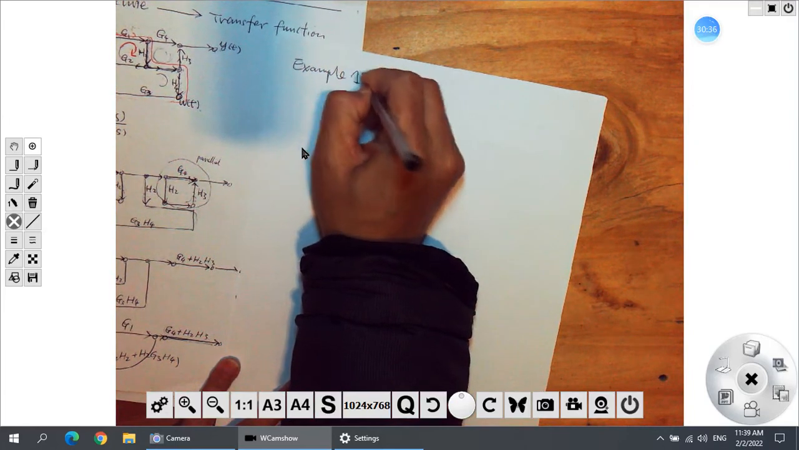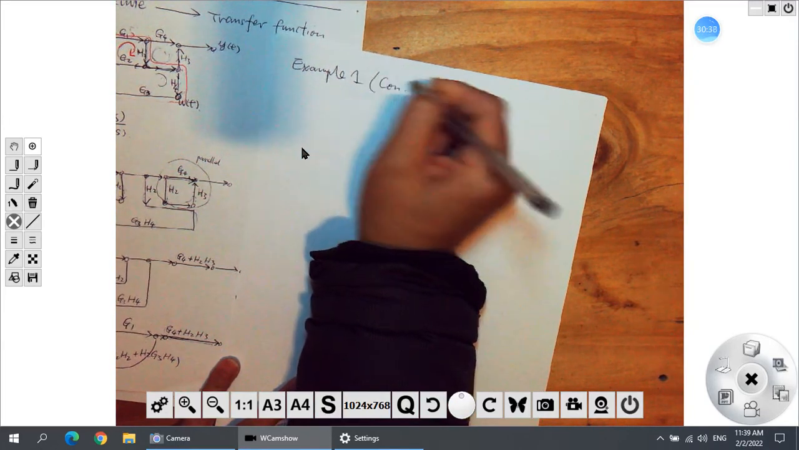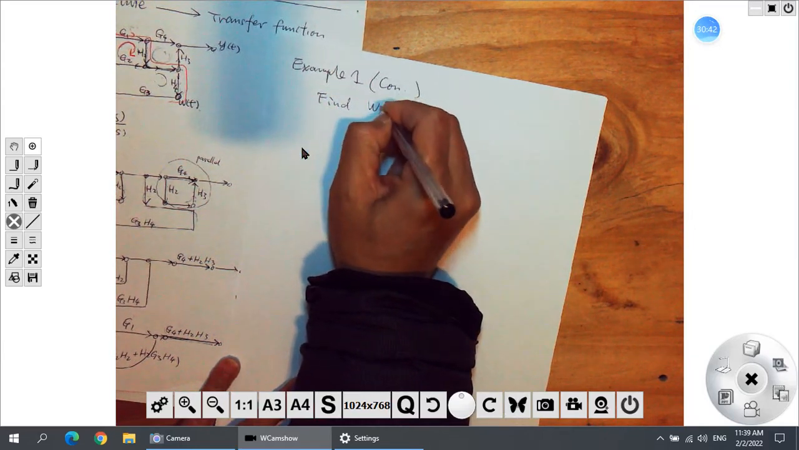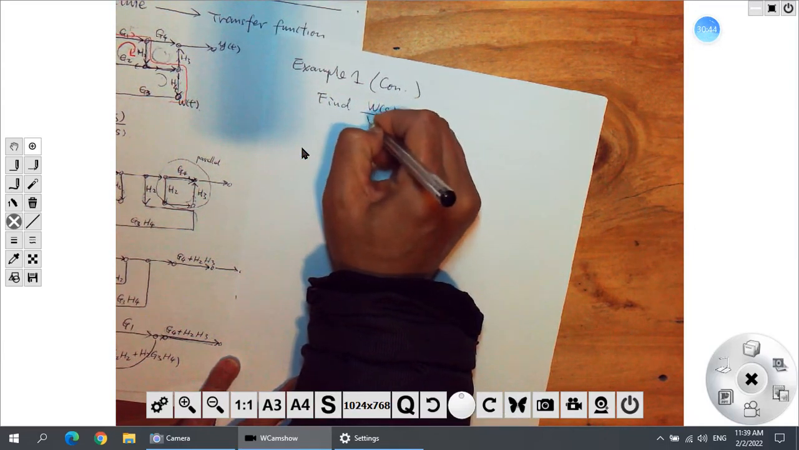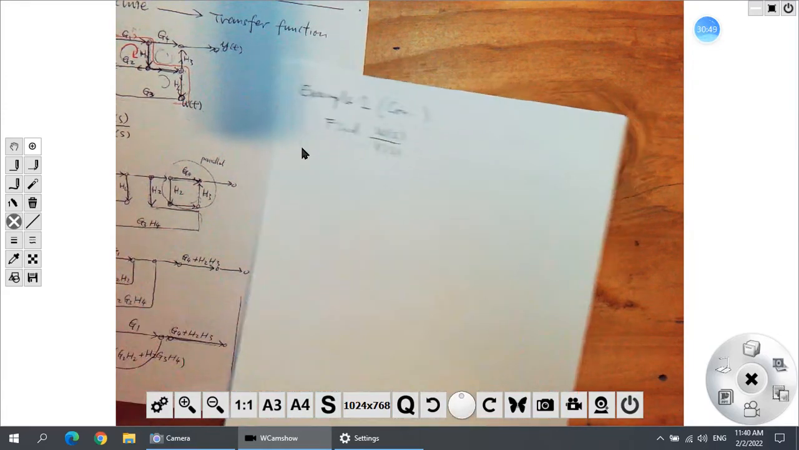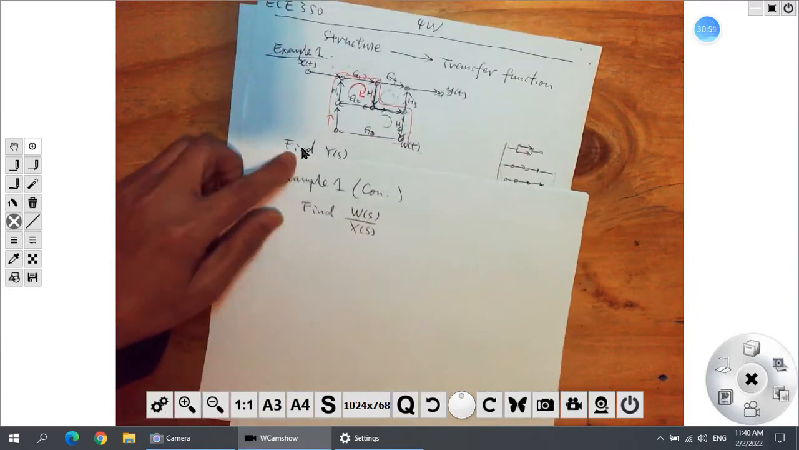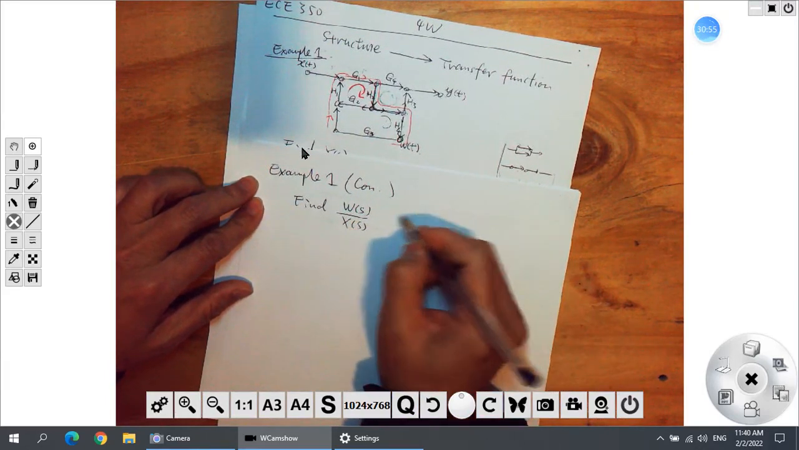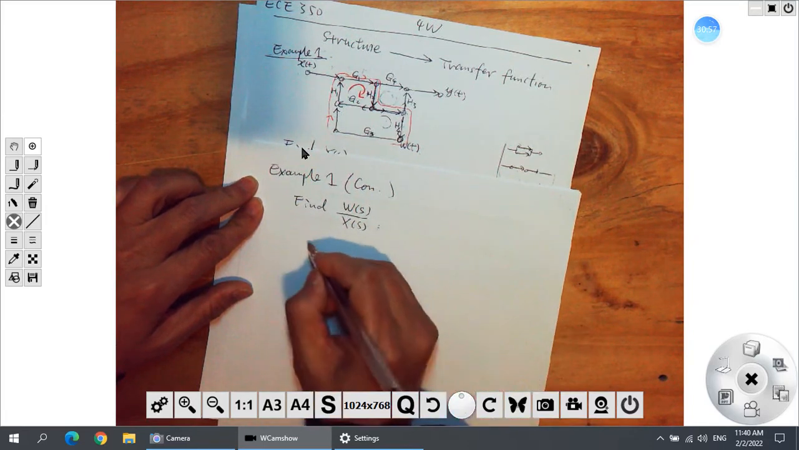Example 1, continued. Find W(s) over X(s). The graph is still here. We want to find w over x. Then we do the same thing. The forward path.